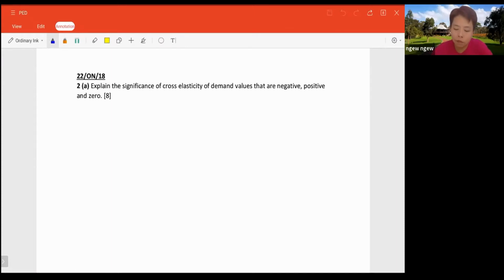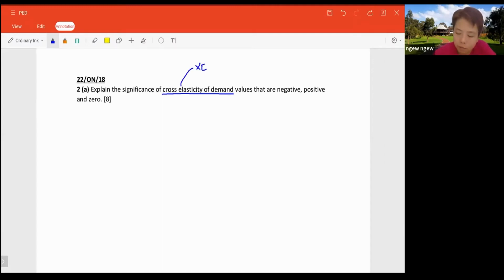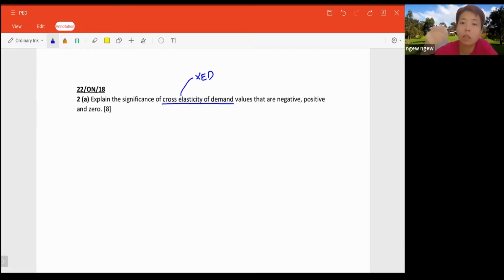Now, first of all, let's look at the question that I have prepared here. It says, explain the significance of XED, or CED, cross elasticity of demand, values negative, positive, and zero. So the first thing you need to recall is cross. Cross means that they are relating two different products. So they are trying to depict the relationship between two different products, okay? What we have learned previously is that XED can be used to distinguish substitutes and complements.